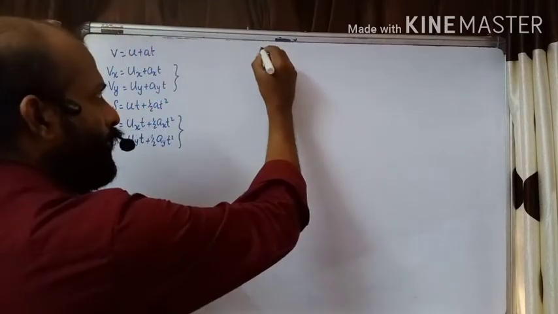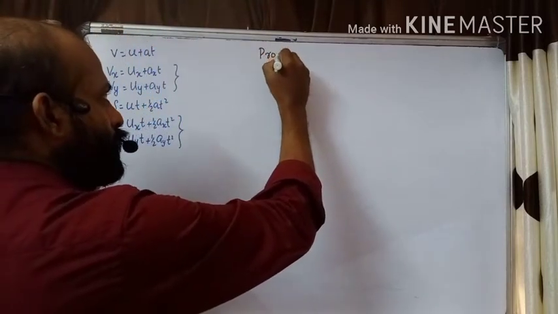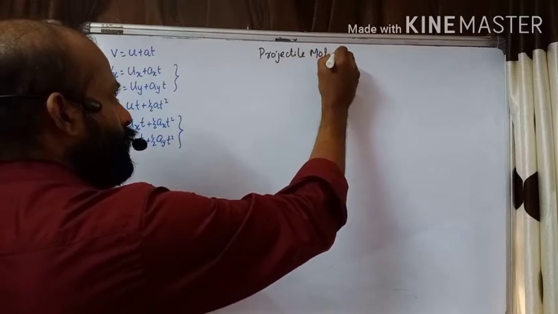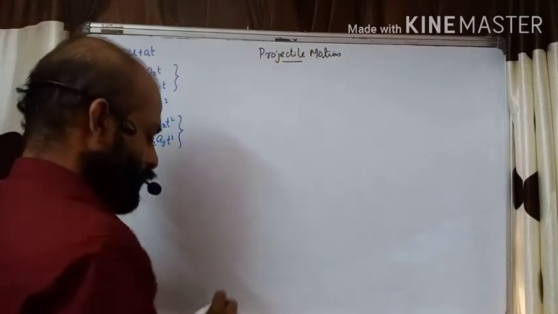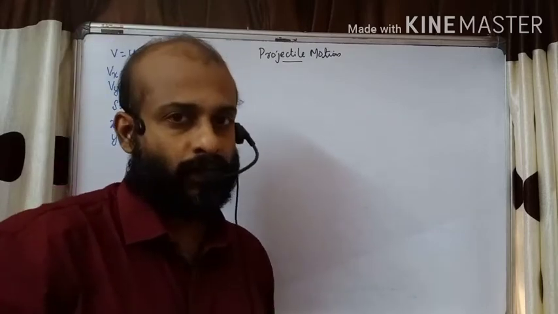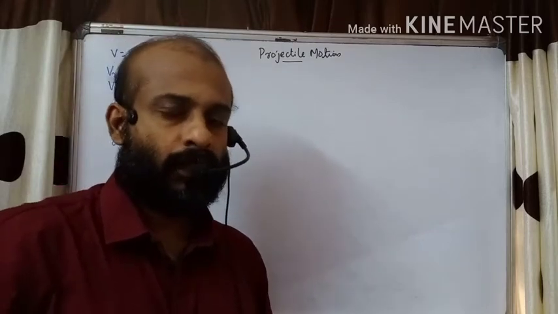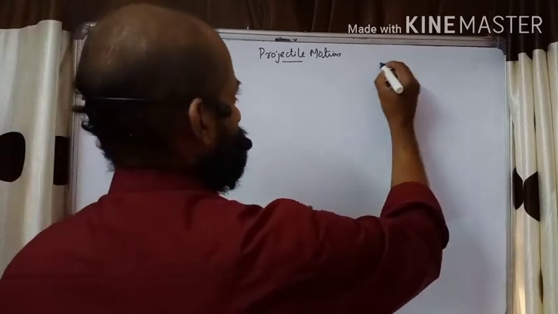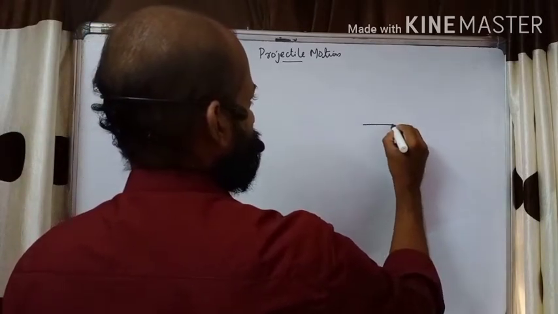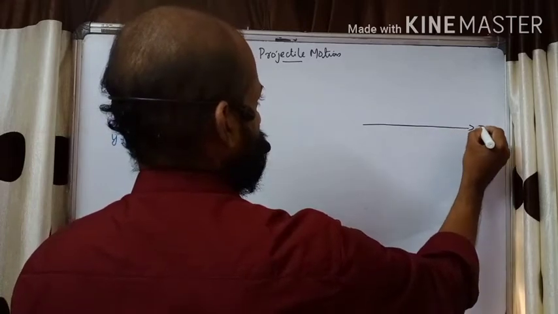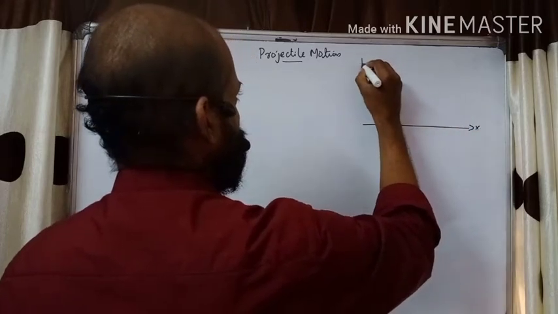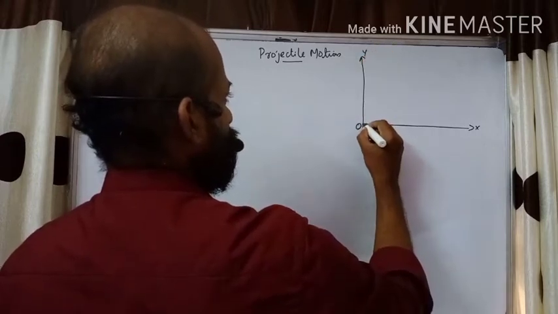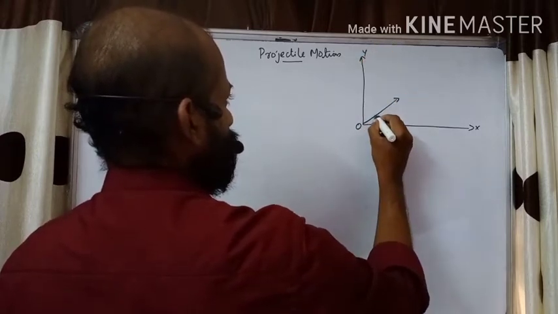I'll write a heading: we are going to see projectile motion. When a projectile moves in space, it is under the influence of gravitational force. It will experience an acceleration called acceleration due to gravity. Now we can draw the diagram. We have the x direction and this is the y direction. This is the origin. We have projected the projectile with an angle theta.